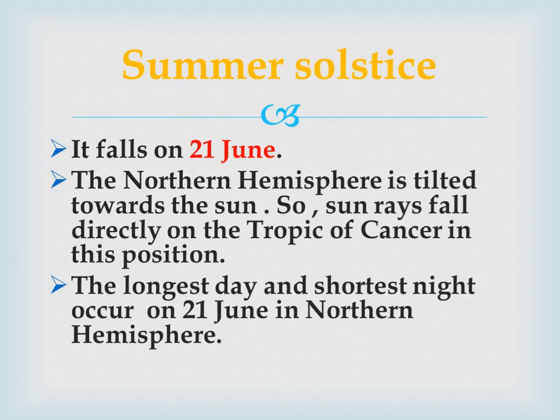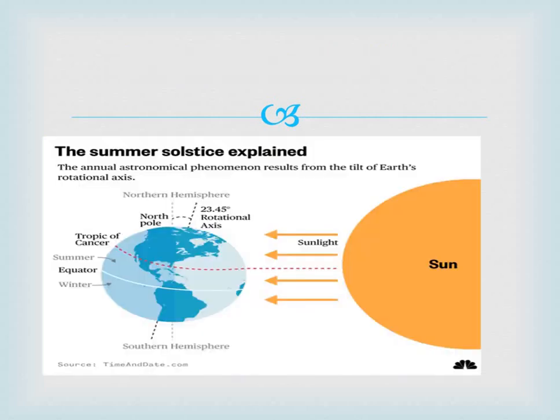As the northern hemisphere is tilted towards the sun, that's why there is summer in the northern hemisphere. And the longest day and shortest night occur on 21st June in the northern hemisphere. And at the same time, the southern hemisphere has the longest night and shortest day. This is all about summer solstice.